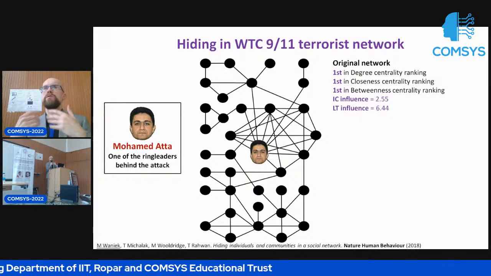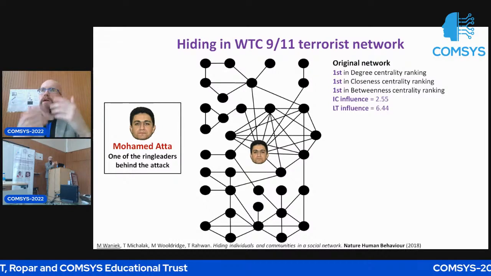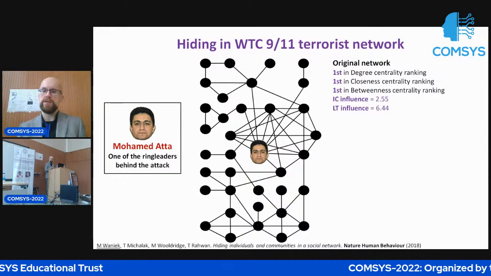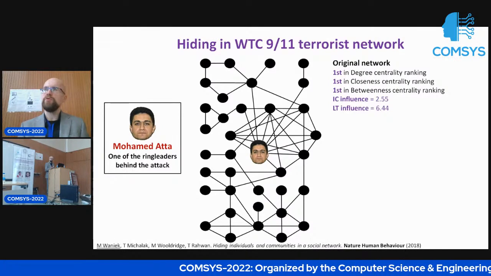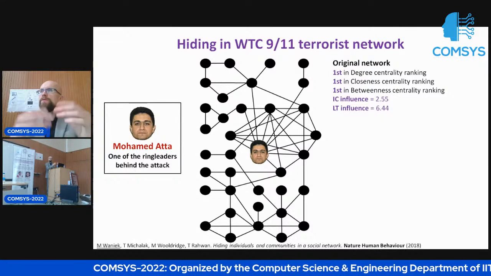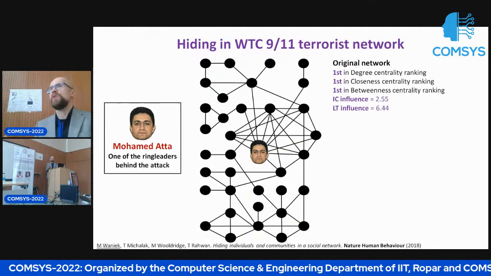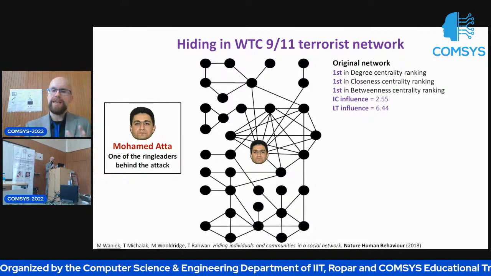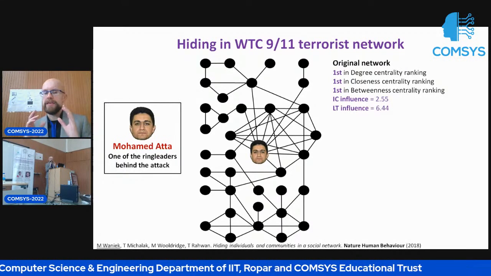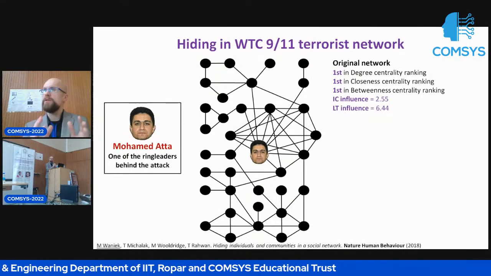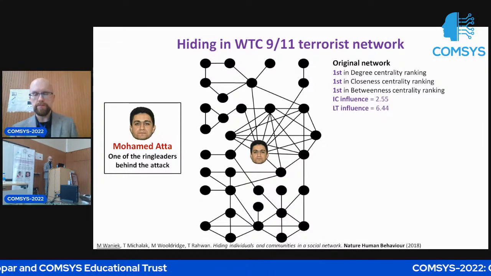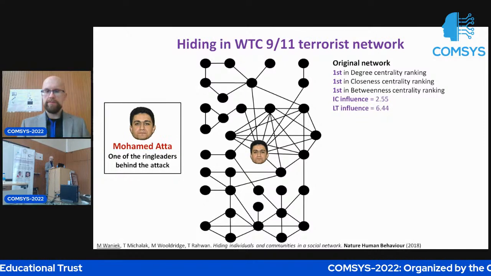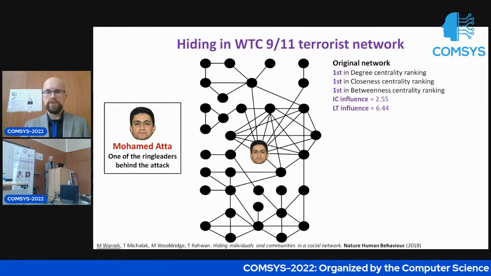This work was kind of a cornerstone of centrality measures, because in this network, as it turns out, when you compute degree, closeness, and betweenness rankings, Atta proves to be the very first in all three rankings. So this is supposed to show the power of centrality measures: if you take an actual terrorist network and an actual ringleader, he actually turns out to be first in all three centrality rankings. And he has some level of influence over this network.